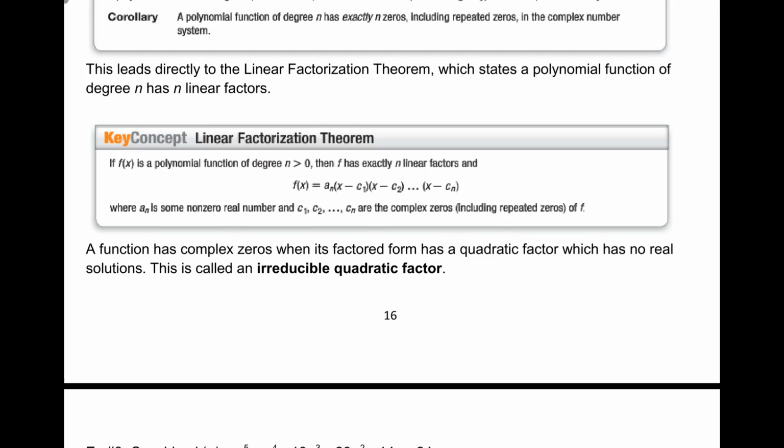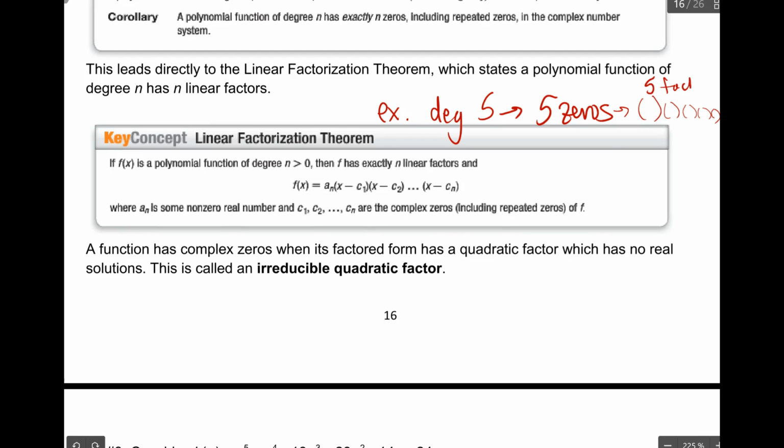Alright, so linear factorization theorem, and so on. It's better to talk about examples. So the example is, if I have a degree 5 polynomial, I have 5 zeros. This means I'm going to have 5 factors. 1, 2, 3, 4, 5. Yeah, so I have 5 factors. So if I have a polynomial of degree 5, meaning 5th power, I'll have 5 zeros, 5 factors. Some of them might be imaginary, but that's fine.